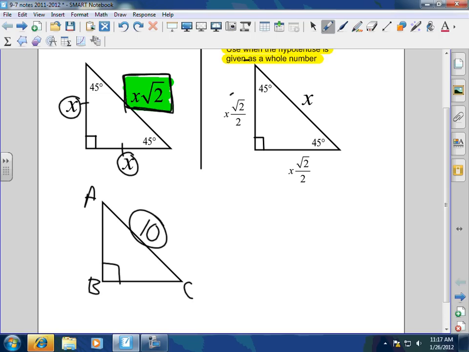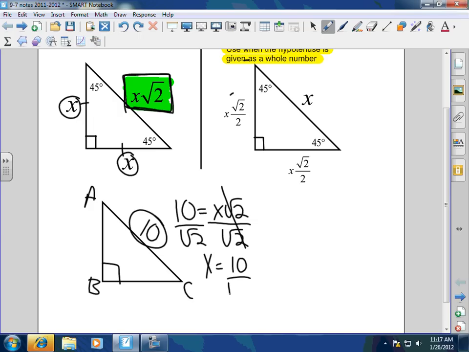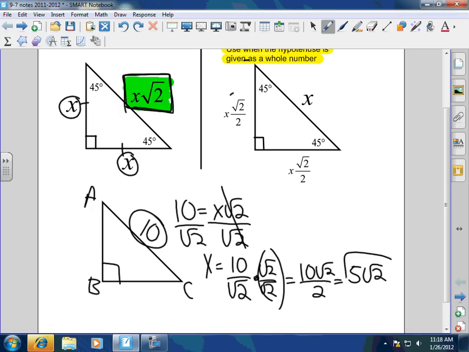So 10 equals x square root of 2, correct? How do you solve for this? You do not multiply. You divide square root of 2 to both sides. That cancels. So x equals 10 over square root of 2. Now you learned in algebra that you cannot have a radical in the denominator, so you must rationalize. So you're going to multiply the top and bottom by square root of 2 over 2. So that's going to equal 10 square root of 2 over 2, which equals 5 square root of 2.